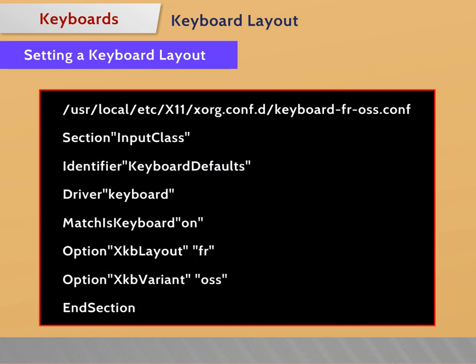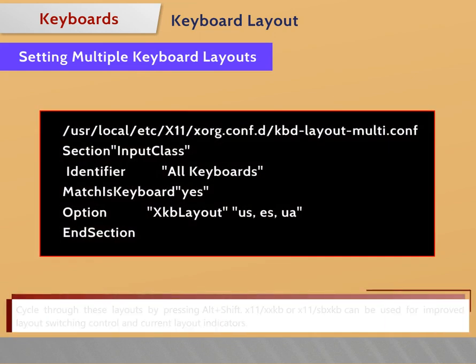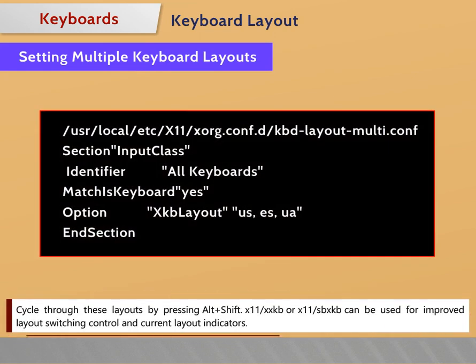Setting a keyboard layout. Setting multiple keyboard layouts. Cycle through these layouts by pressing Alt plus Shift. x11/xxkb or x11/sbxkb can be used for improved layout switching control and current layout indicators.